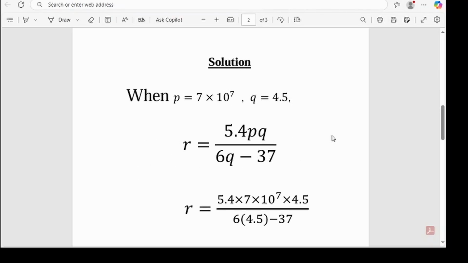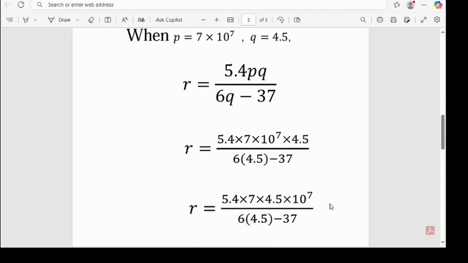Let's quickly solve this. So the preamble was given, right? The preamble was that R equals numerator 5.4pq divided by denominator 6q minus 37, where p is equal to 7 multiplying 10 exponent 7 and q equals 4.5. So here we are going to insert the values into the equation, okay?